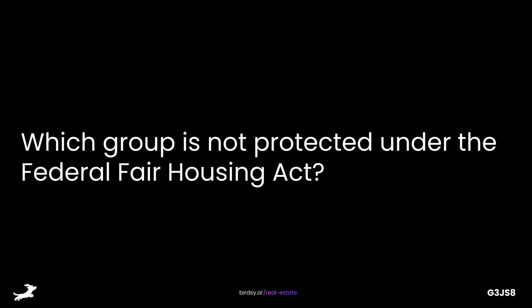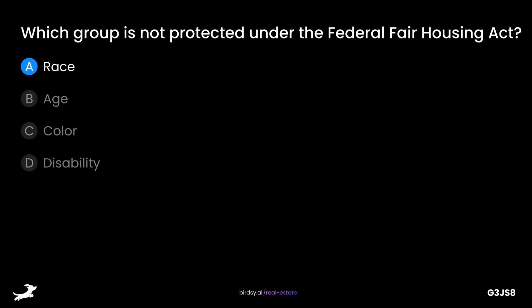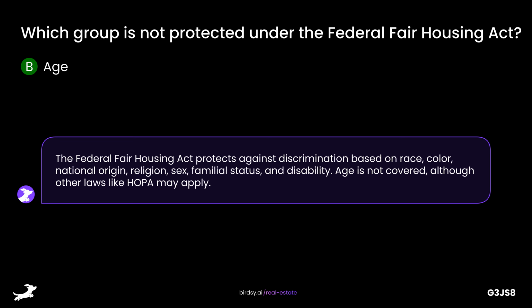Which group is not protected under the Federal Fair Housing Act? Is it A. Race? B. Age? C. Color? Or D. Disability? The answer is B. Age. The Federal Fair Housing Act protects against discrimination based on race, color, national origin, religion, sex, familial status, and disability. Age is not covered, although other laws like HOPA may apply.